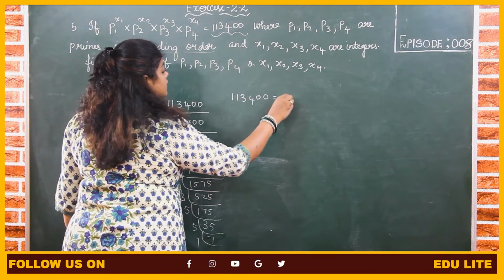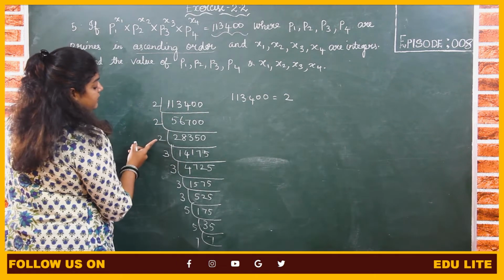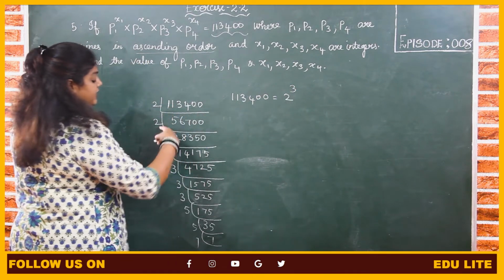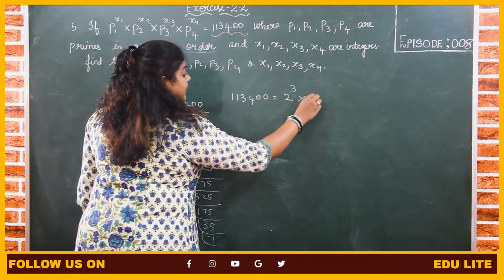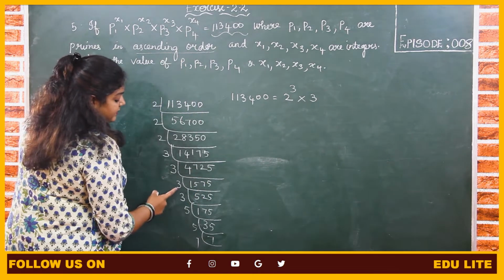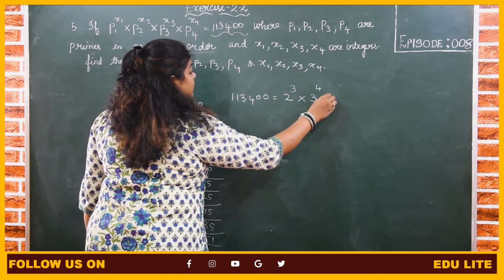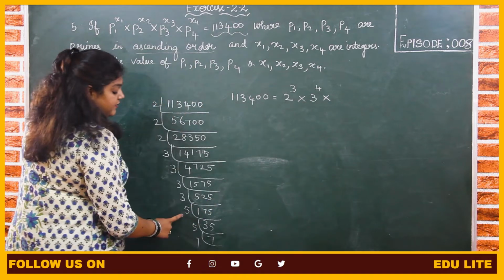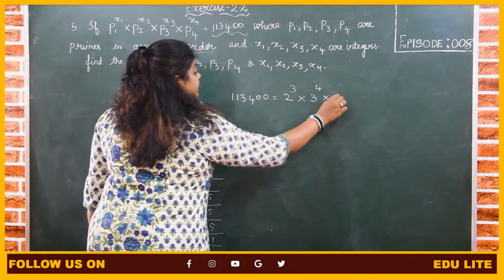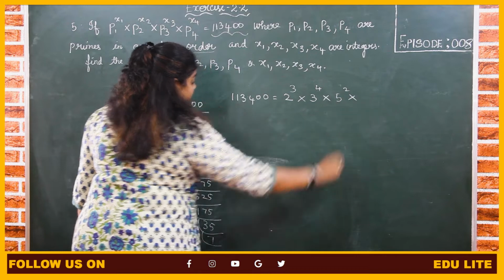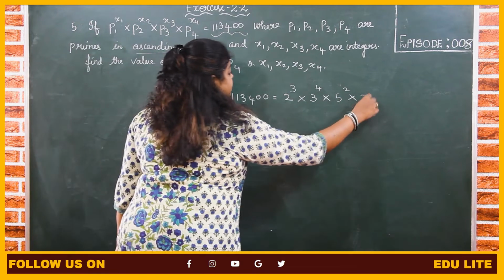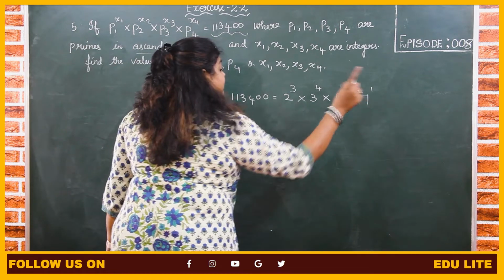is equal to 2 power 3, because we have 2 three times. Next we have the prime number 3 and it has appeared 4 times. So 3 power 4. Next we have the prime number 5. It has appeared 2 times. It can be written as 5 square. Next prime number we have is 7. 7 power 1. We have only 1 time.